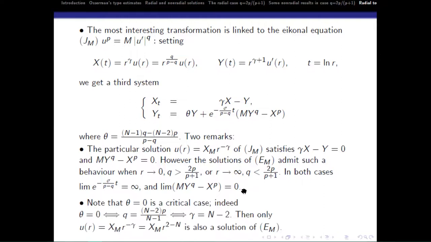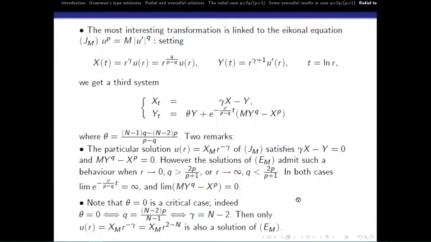Also, note that theta equal zero is a critical case. Indeed, theta is zero when q has this strange value, n minus 2p over n minus 1. But it corresponds to the case where gamma is equal to n minus 2. So in that case, and only in that case, you have a particular solution, with a special constant times r to minus n, which is the solution of the equation.